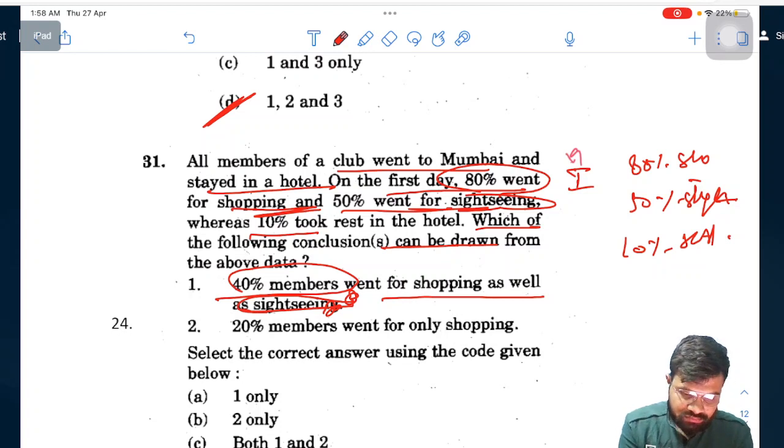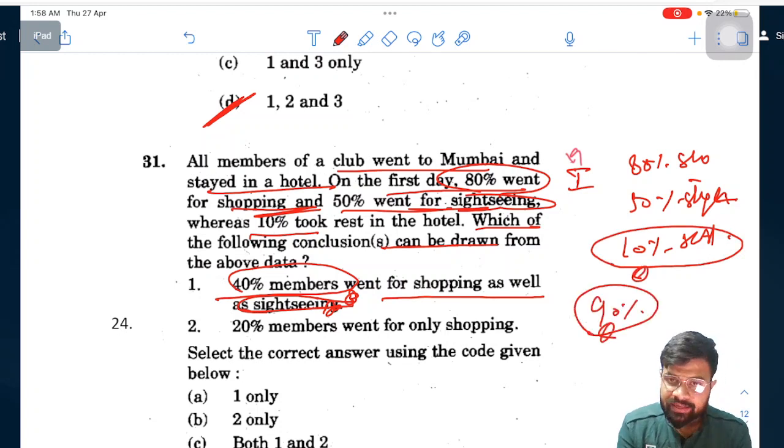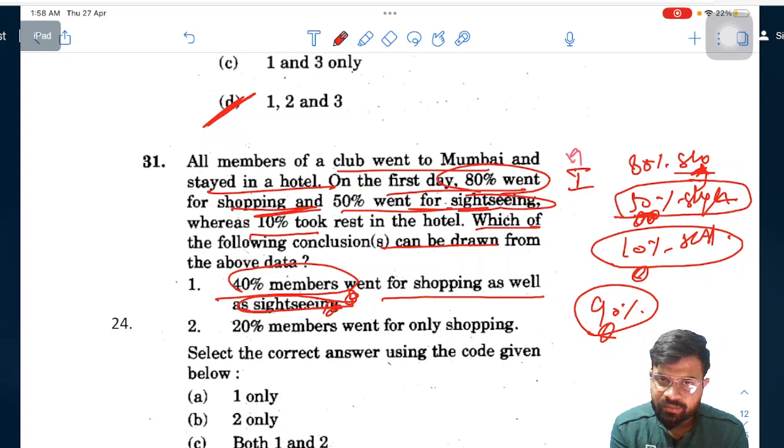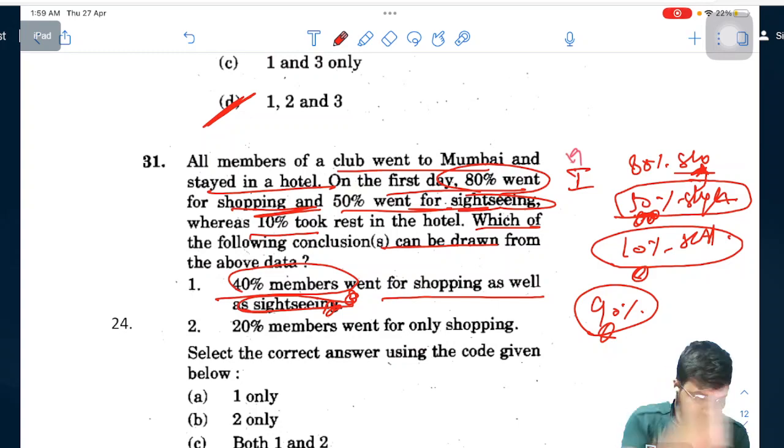See, so this is rest. So 90% are gone. Suppose out of these 90%, 50% are going for sightseeing. Still 40% are going for shopping. Okay, if you get that thing, just try to assume this thing from your side.